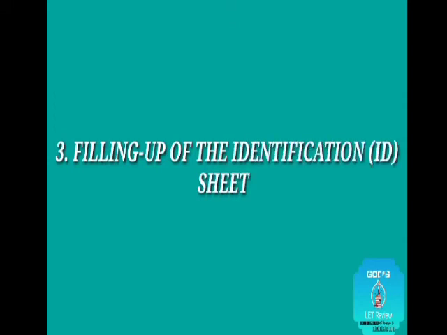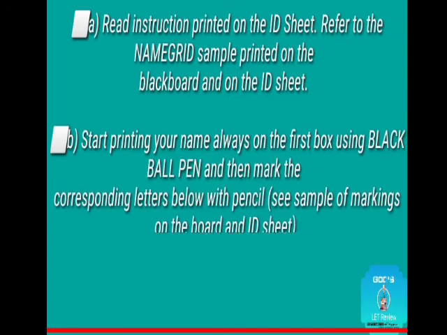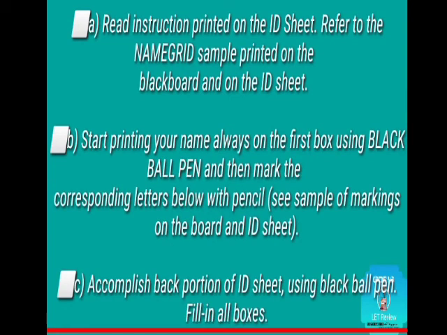Three. Filling up of the identification ID sheet. A. Read the instructions printed on the ID sheet. Refer to the name grid sample printed on the blackboard and on the ID sheet. B. Start printing your name always on the first box using a black ball pen and then mark the corresponding letters below with pencil. See sample of markings on the board and ID sheet. C. Accomplish the back portion of the ID sheet, using a black ball pen. Fill in all boxes.